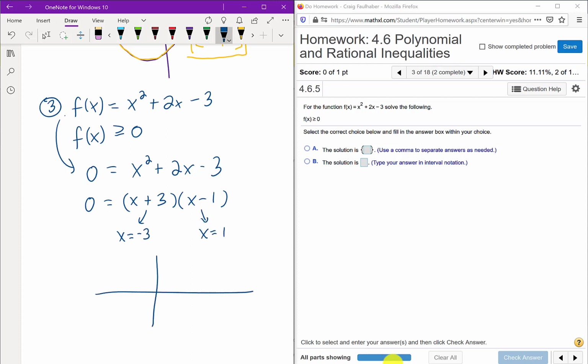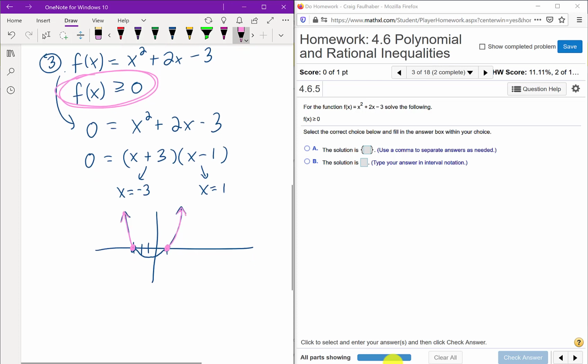And if we draw a very basic graph of this function, again, it looks like a parabola, and it passes through this 0 at -3 and this 0 at x equals 1. Okay, so in this example, we are asked, when is this function greater than or equal to 0? That question means when are the y values of this function greater than or equal to 0? Well, the y values of this function are equal to 0 here and here. And the y values are greater than 0 here and here.